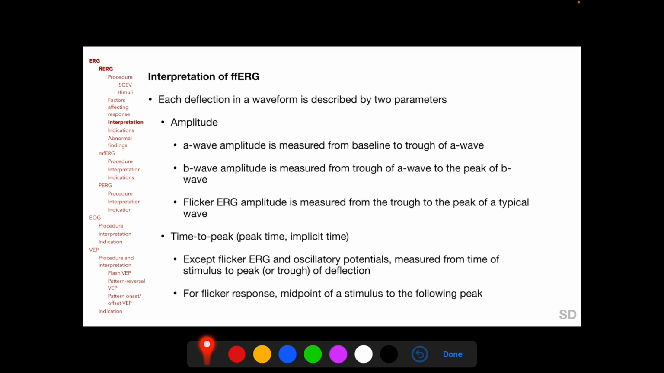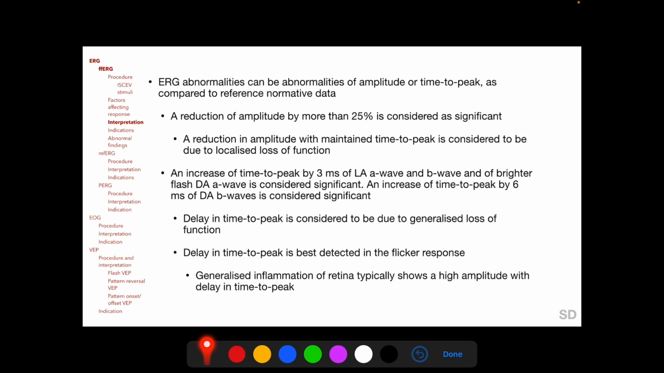Time to peak, also known as peak time or implicit time of a deflection, is measured from the time of the stimulus to the peak or trough of that deflection, except in cases of flicker ERG and oscillatory potentials. For flicker ERG, the time to peak is considered as the interval between the stimulus and the following peak which it generates. ERG abnormalities can be abnormalities of amplitude or time to peak when compared to reference normative data, and the reduction of amplitude by more than 25% is considered as significant.